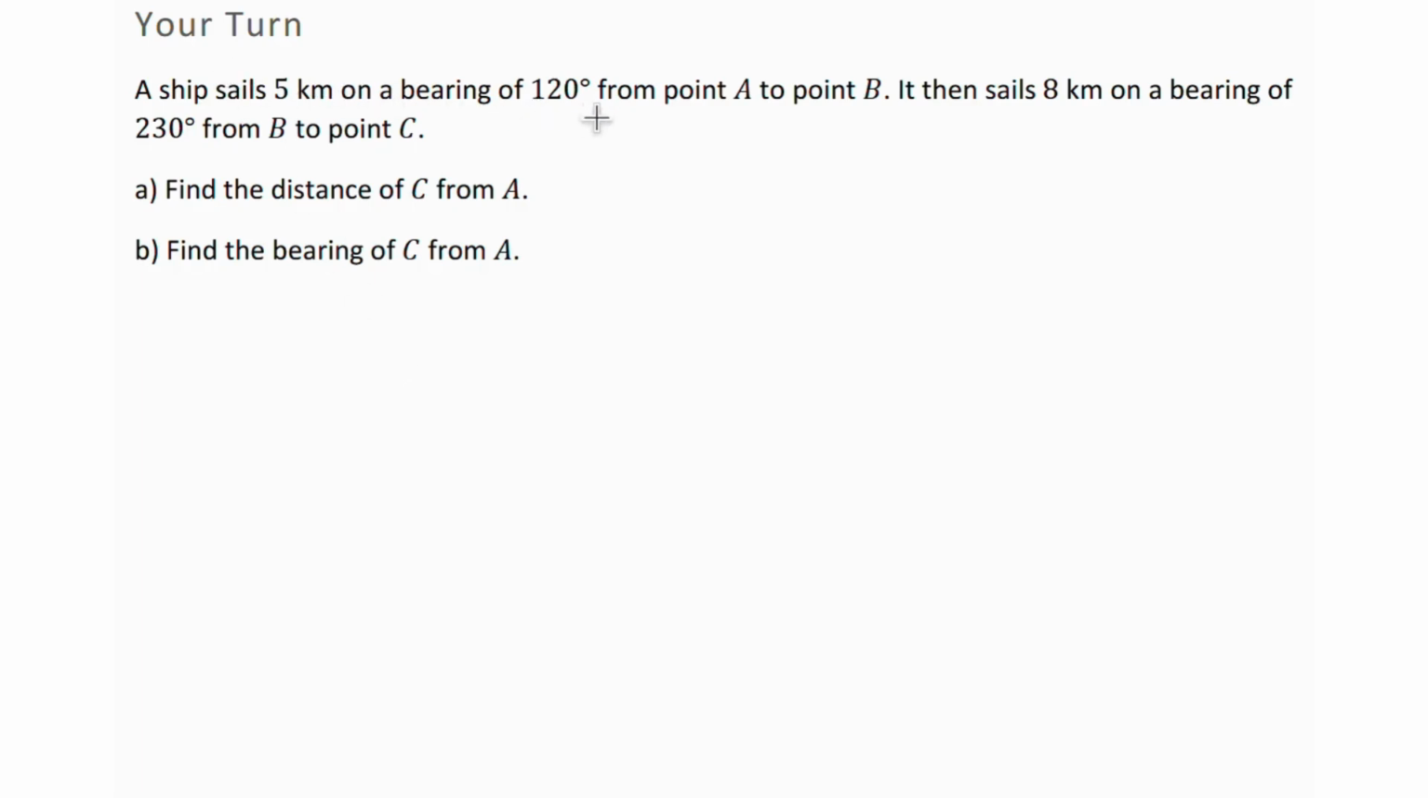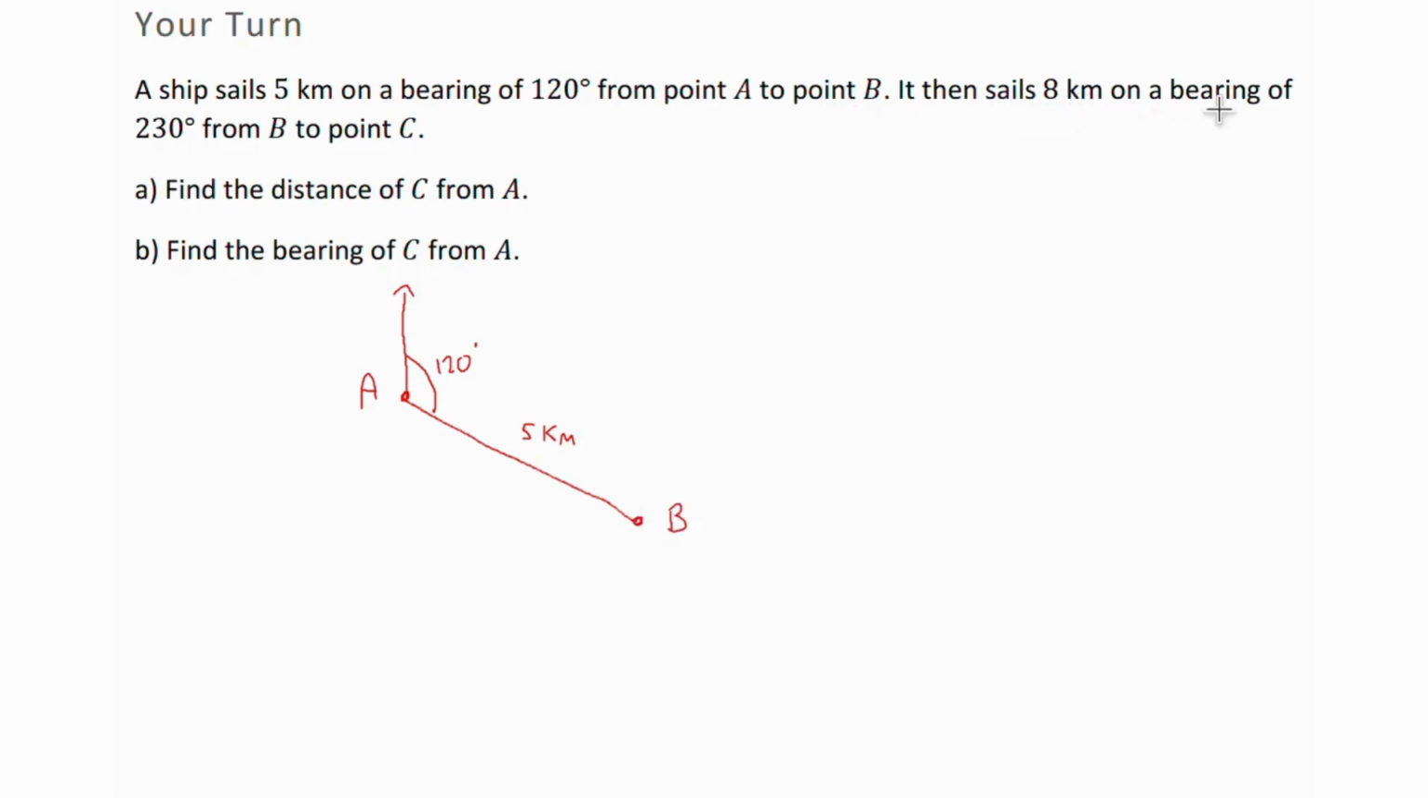A ship sails 5 kilometers on a bearing of 120 degrees from point A to point B. Let's start this. So point A, we have our north line. A bearing of 120 degrees is going to be something like that, where that angle there is 120. This distance is 5 kilometers, and they arrive at point B.